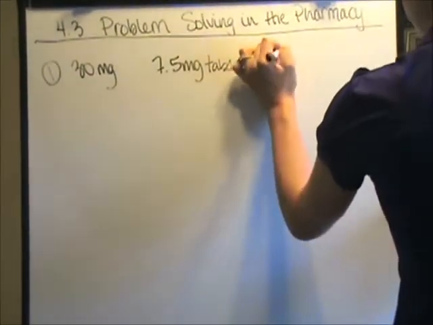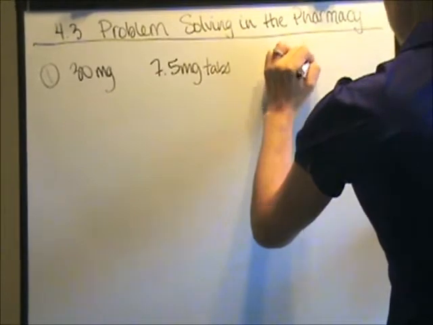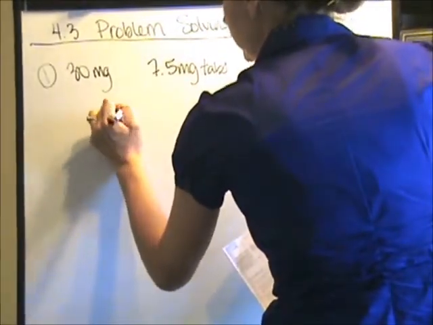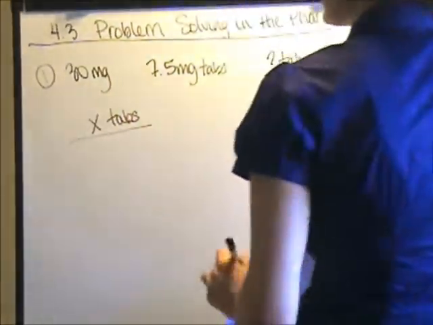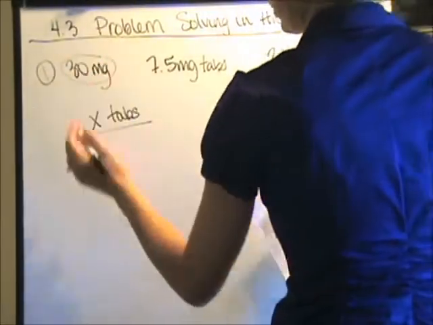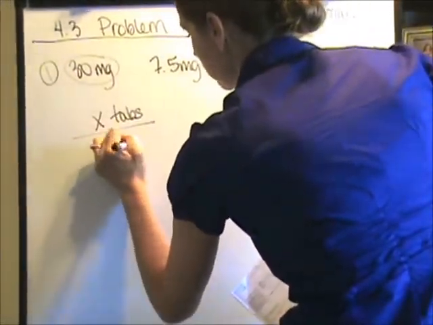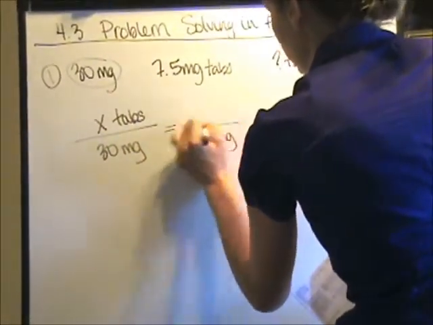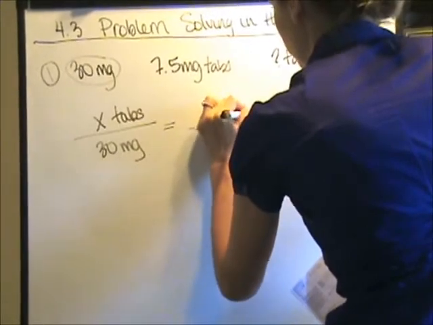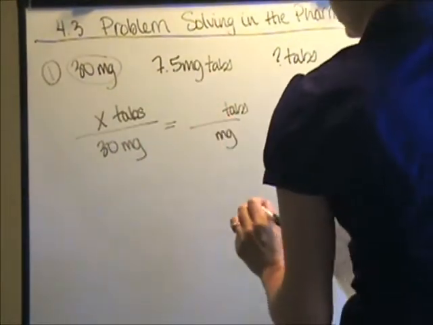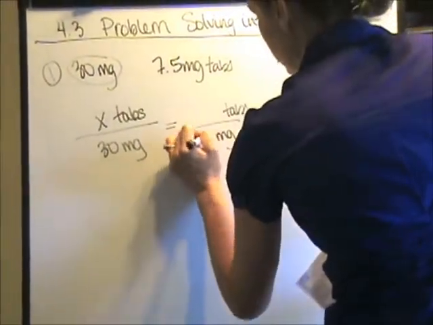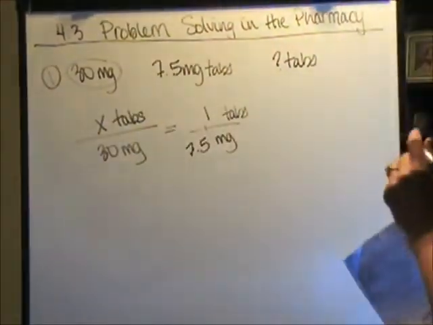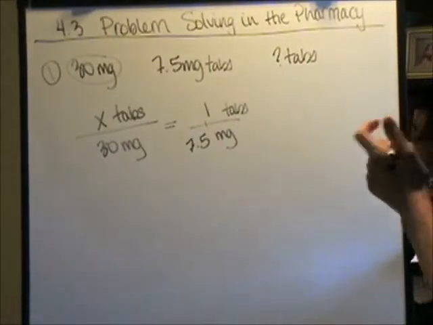Okay, so what's our unknown? Our unknown is the tablets. That's our first step. So we know that X is going to be tabs. Our desired dose is 30 milligrams. So we know we're going to have milligrams over here, and tabs over here. If there are 7.5 milligrams in each tab, that's a 1. Okay, so now we have our proportion set up.